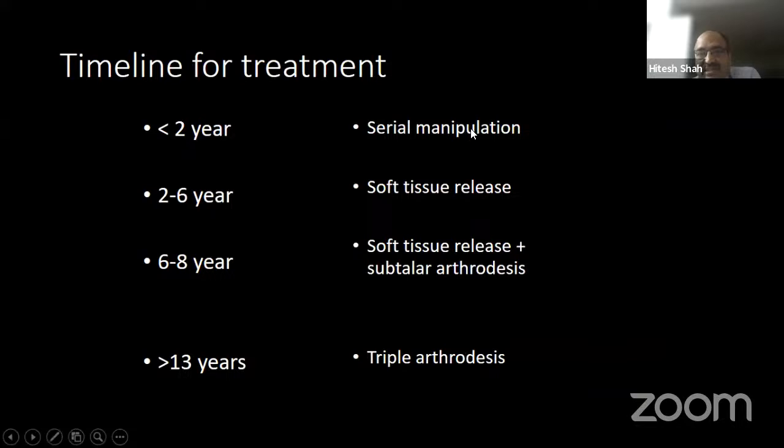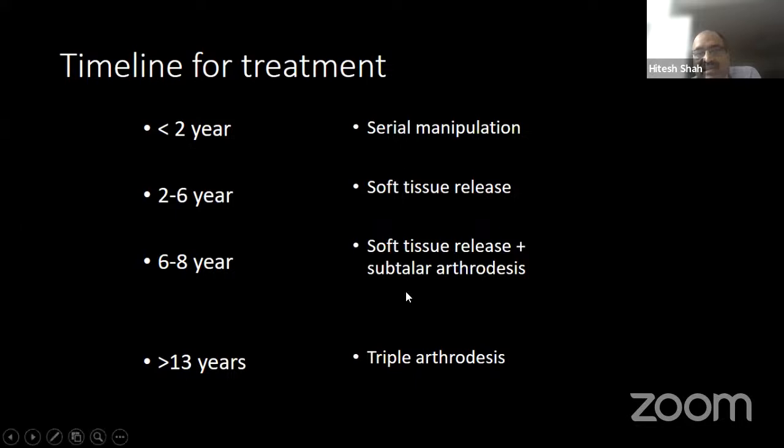That's not always mandatory. If it is supple, you can treat with manipulation up to the older child, but it's a broad guideline. In a young child, you can do manipulation and casting, followed by minimally invasive surgery to reduce the talonavicular joint.